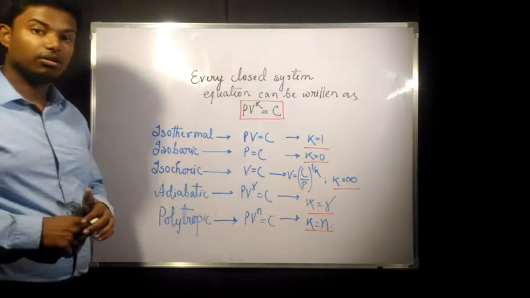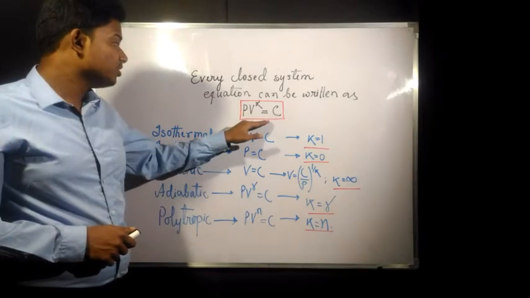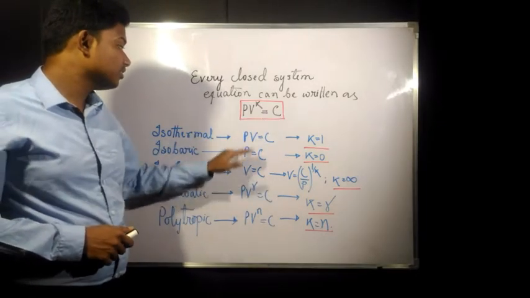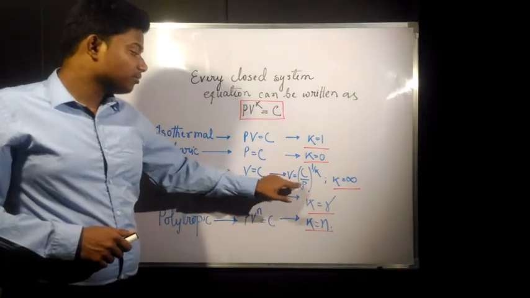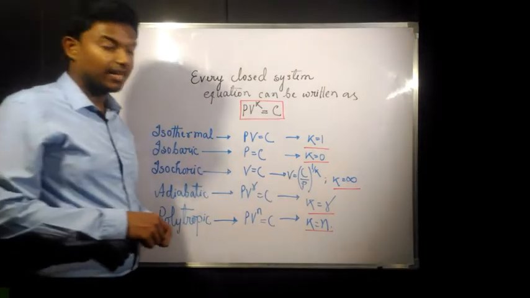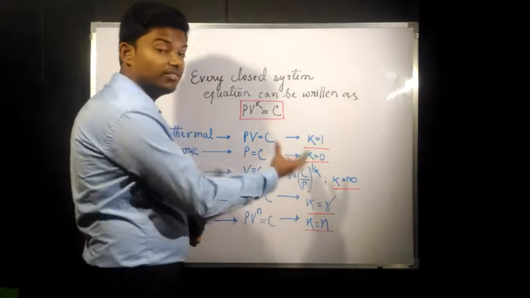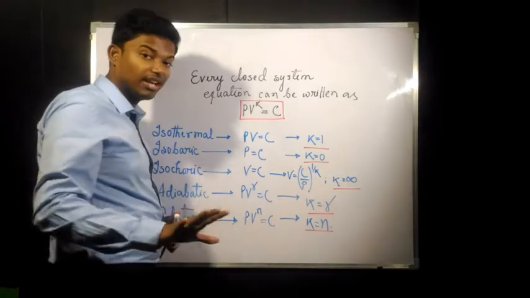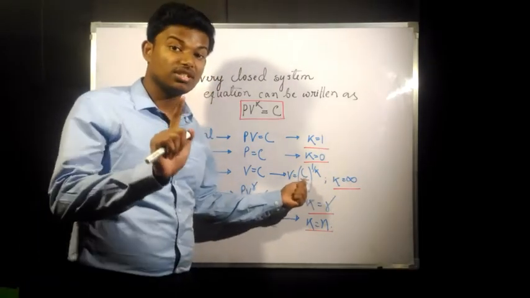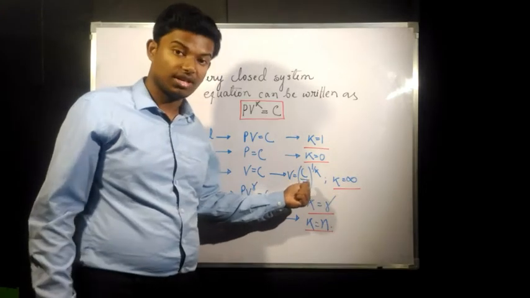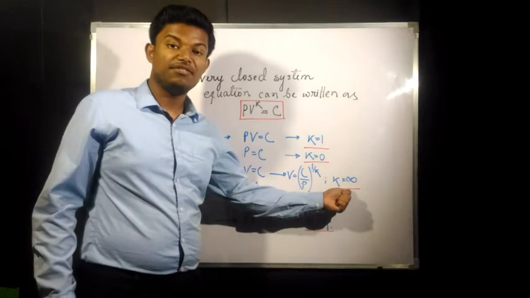In isochoric, what happens? In isochoric, volume is constant. Now to say volume is constant, we can convert this equation like this: V equals (C by P) to the power 1 by K. Now if you put K equals infinity, then only this is going to give us a constant value. Here it is a 1. It is not like that always it is going to give 1, but we can say that it is going to give a constant value. V is going to be constant. Okay, so for volume to be constant, K must be infinity.